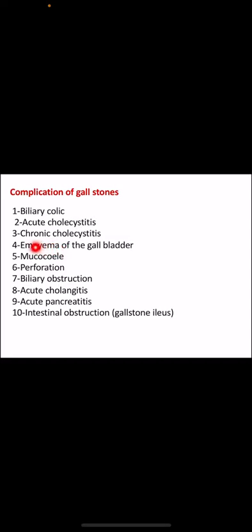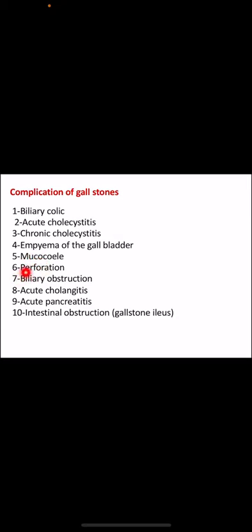Those patients with empyema of the gallbladder will present to you with pain and tenderness in the right hypochondrium, with a palpable tender mass, with fever and rigor. The other complication is the mucocele. In the mucocele, you have just a palpable gallbladder in the right hypochondrium with the previous history of gallstone.